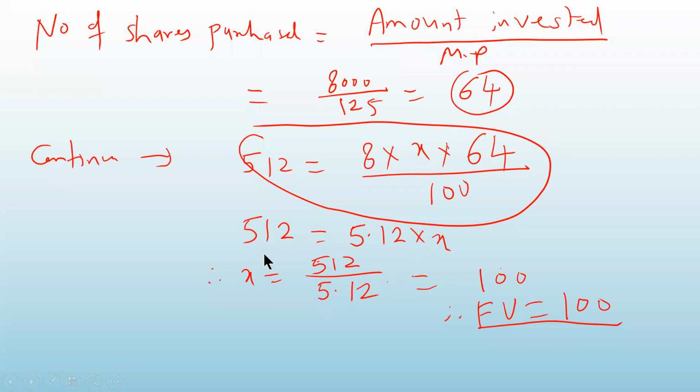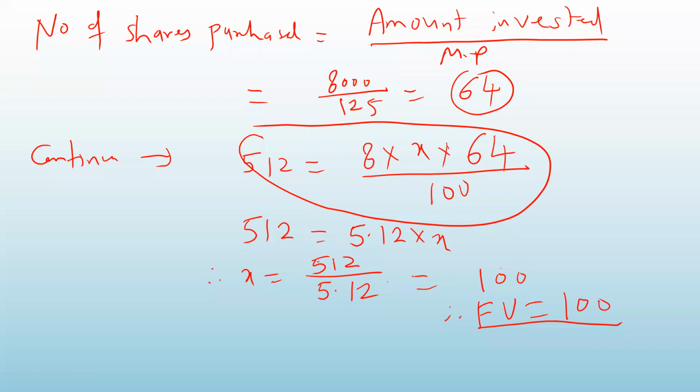So this number has to be shifted to the other side. When you shift, it will divide. So x is equal to 512 divided by 5.12, which will give you 100. And x we have assumed to be the face value. So the face value is equal to 100. I hope you have understood this question.